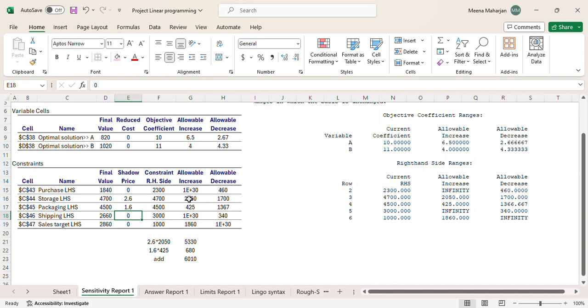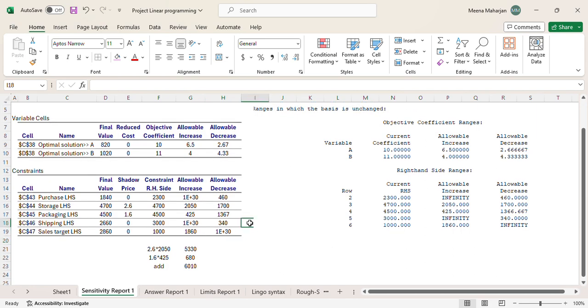We also need to check, if we want to increase, by what quantity we can increase. So for storage we can increase up to 2050 and decrease by 1700, and for packaging we can increase by 425 and decrease by 1367. If we use the maximum allowable increase for the storage and packaging, then we can earn an additional 6010 US dollars from this analysis.